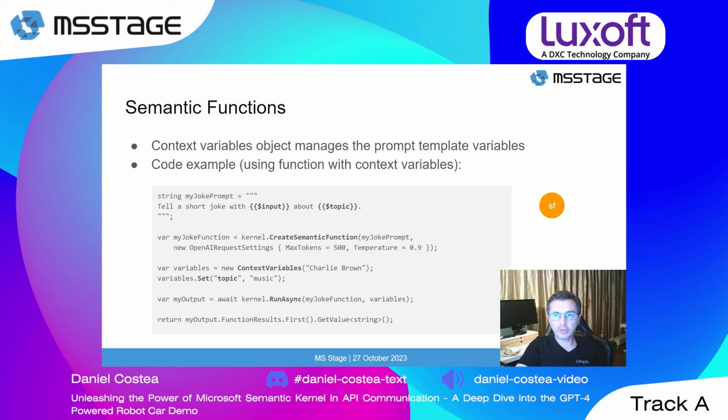By default, semantic kernel recognizes the input variable, but if we want to create additional variables, we need to use context variables to set them. The rest of the code sample is like in the previous slide, passing the prompt itself and additional settings to the AI service.